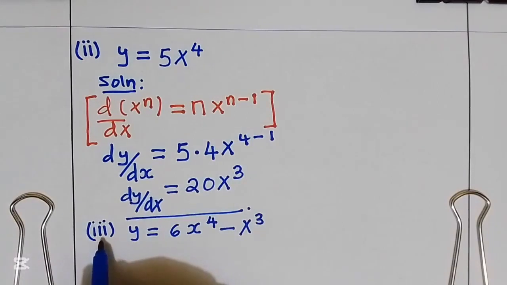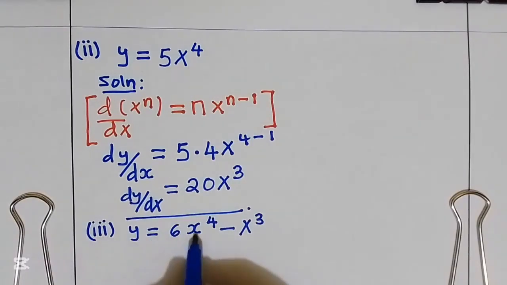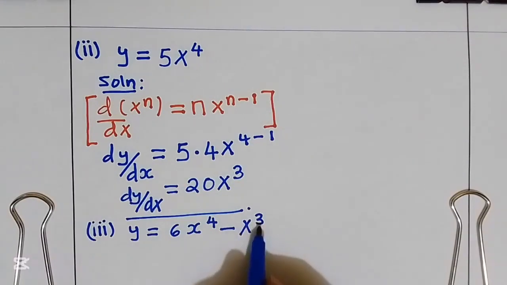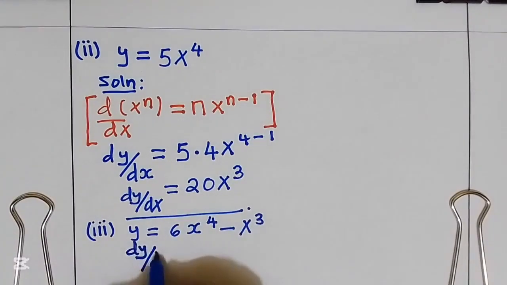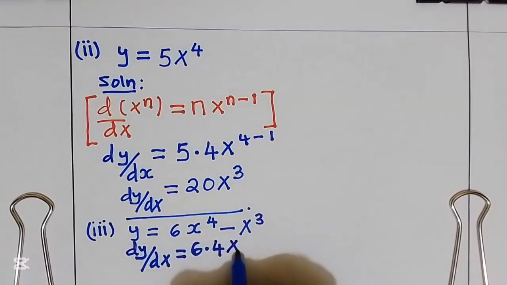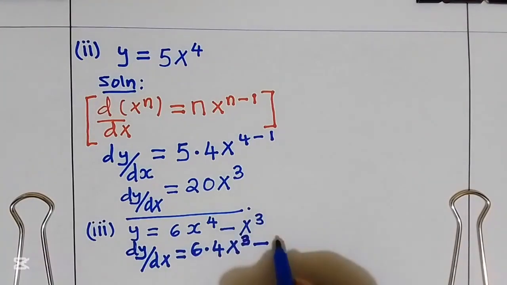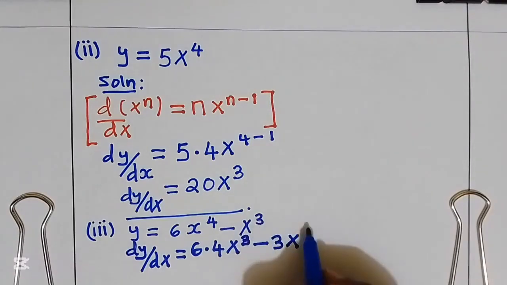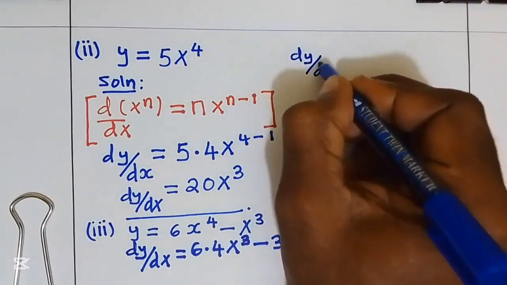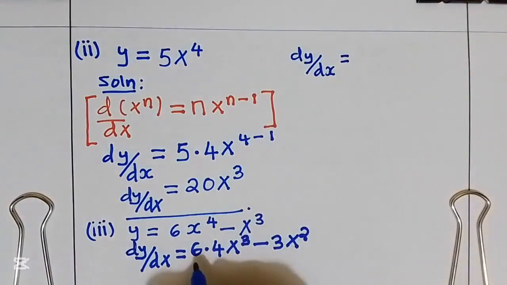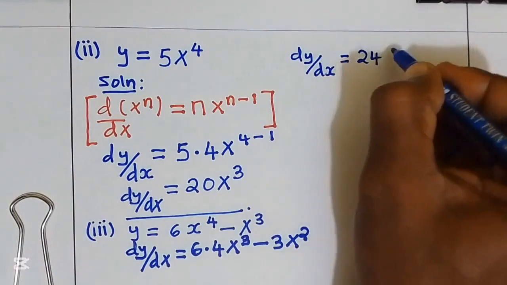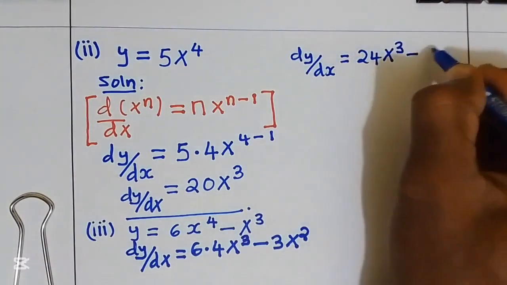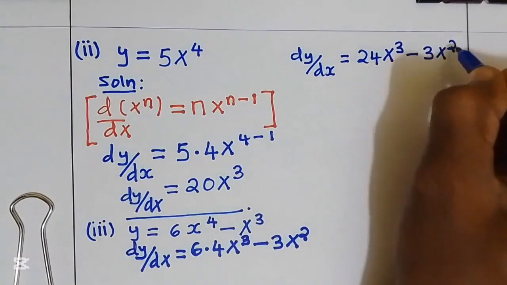Let us do question number 3. We have y is equal to 6x to the power 4 minus x cubed. dy/dx is equal to 6 multiplied by 4, x reduced by 1 is going to be 3. Take away, you drop 3 in front, x reduced by 1 is going to be squared. So, dy/dx is equal to 24x cubed minus 3x squared.